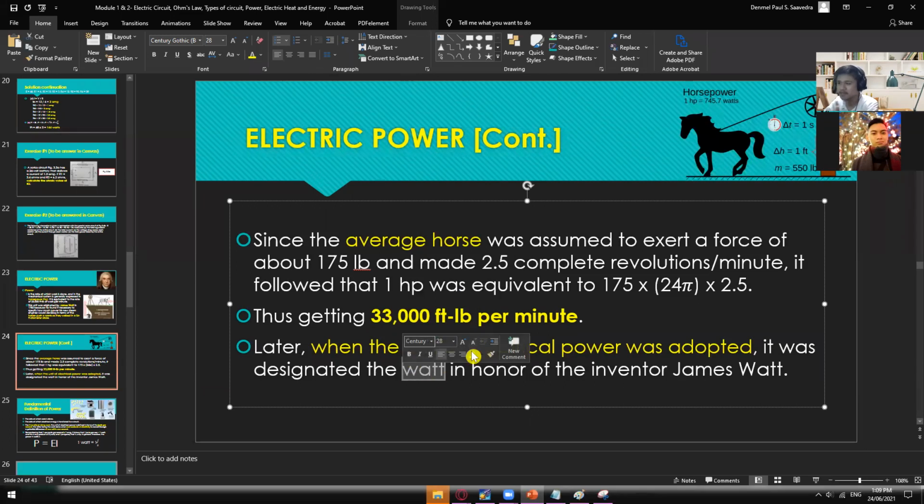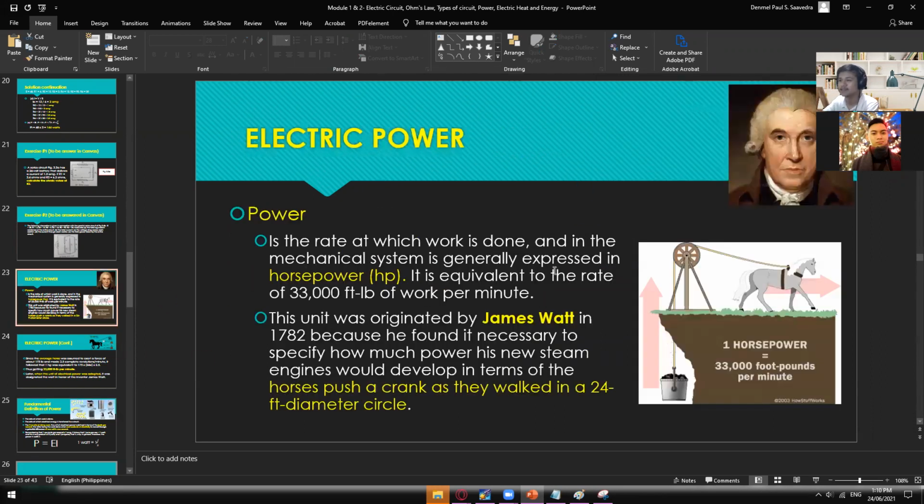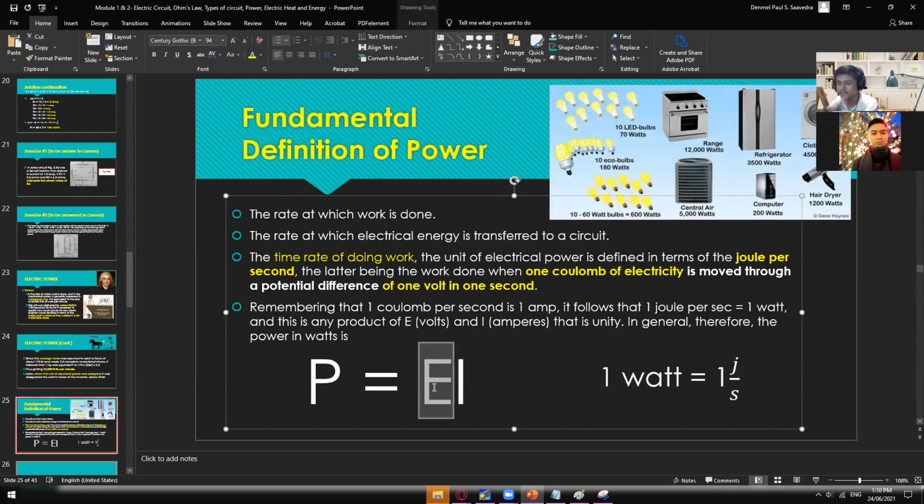So that is why 1 horsepower is equal to 1 watt. Those two are just the same. So 1 HP is equal to 1 watt, right? And then here's the formula for the power. Of course, when it comes to a mechanical system, we need to use power and then a current.